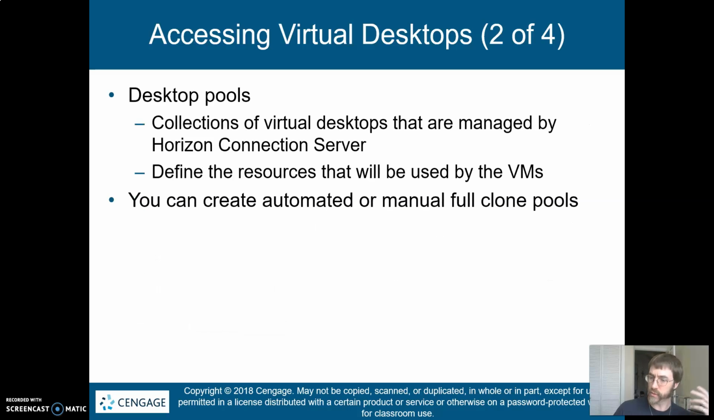Our desktop pools. These are collections of desktops managed by your connection server. Now you can define the resources that will be used by those VMs, the applications they'll use, the printers they're attached to, the parts of the network they can go to, if they've got shared drives and all that stuff. Now you can also create manual full clone pools. Say, for example, a pool of full clones that you've built manually, where you're just going to give each user a standalone VM. That's going to take up more space.